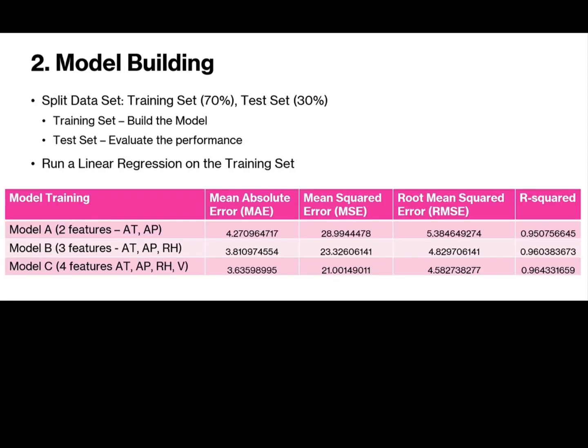For the model building, I have split the data set into a training set with 70% of the data, as well as a test set with 30%. The training set is used to build the model, whereas the test set is used to evaluate the performance. I have done the model training with different number of features and evaluated the effectiveness of the model using the mean absolute error, mean squared error, root mean squared error, and R-squared data.